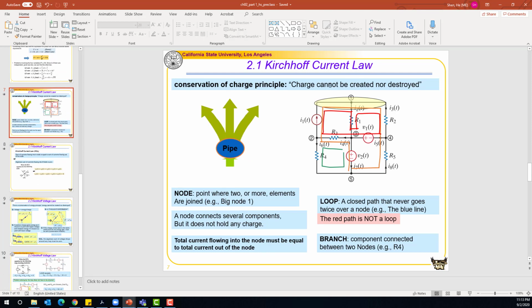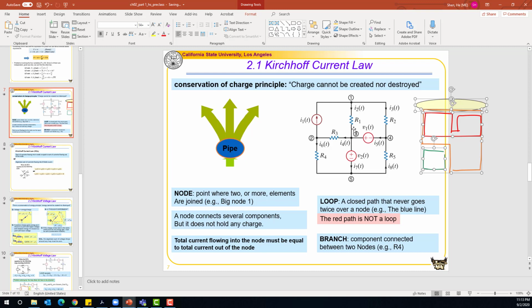In this class, we are going to abbreviate it as KCL. The KCL is based on the conservation of charge principle. It says charge cannot be created or destroyed. To understand this, we need to define a node. A node is a joint where two or more elements are joined. For example, in this circuit, this is a node.